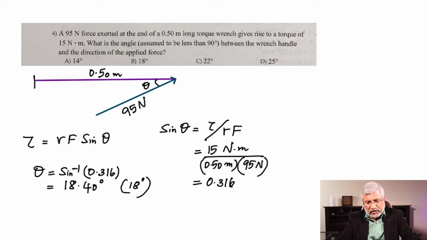A direct application. So considering significant figures, it's 18 degrees. Moving on, in rotational kinematics, you have several important formulas that compare with the kinematic formulas in linear motion. So I've listed the three important ones here.